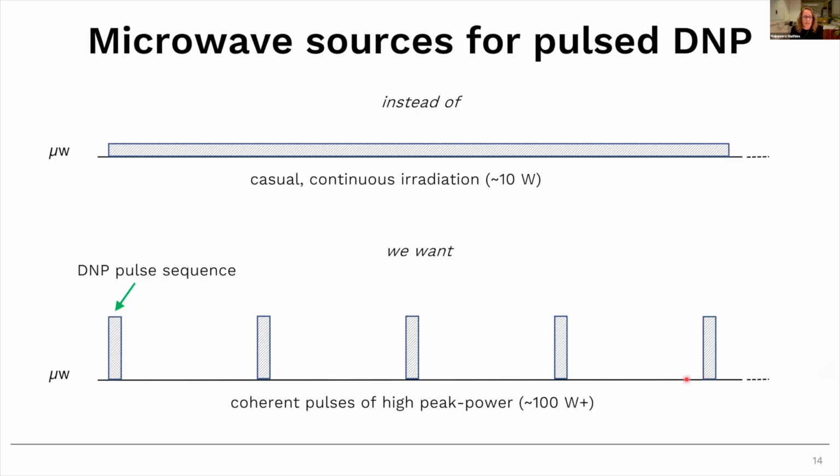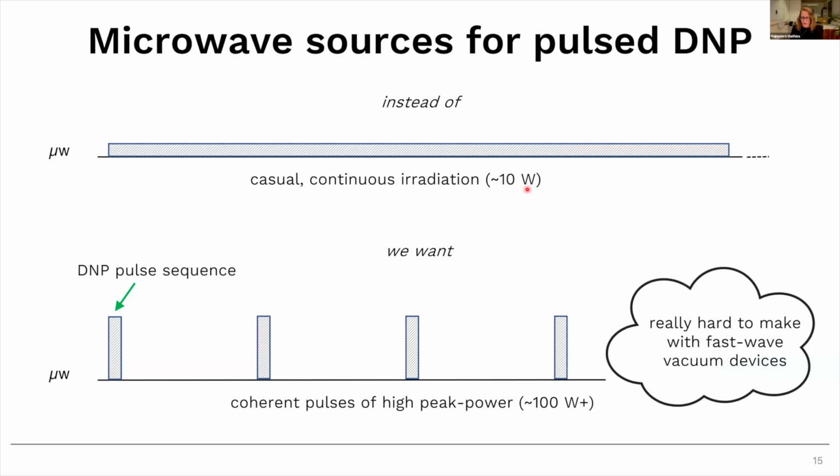So what we would now need to do pulse MAS DNP at high fields and frequencies is such a gyrotron, or a fast wave vacuum device, to generate microwave pulses. So instead of the casual continuous wave irradiation at 10 to 20 watts, we want these high power coherent pulses, where the average power that you apply to the sample would typically still be less than what you apply in the continuous fashion.